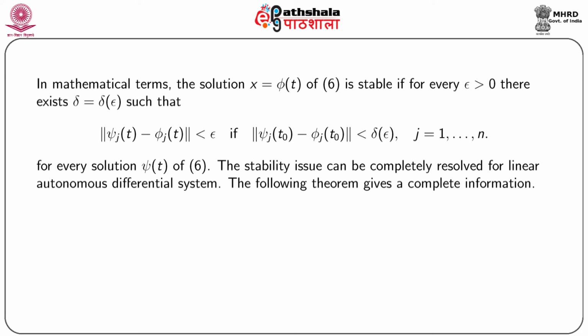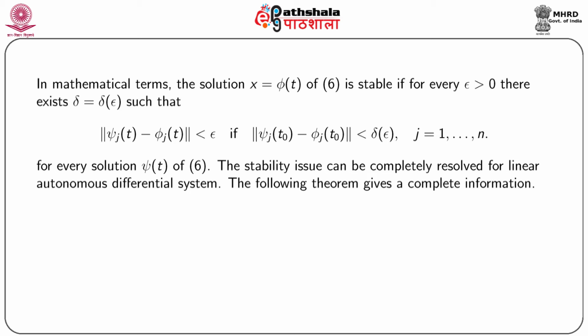In mathematical terms, the solution x equal to phi(t) of (6) is stable if for every epsilon positive there exists a delta, which depends on epsilon, such that the norm of psi_j(t) minus phi_j(t) is less than epsilon if the norm of phi_j(t0) minus psi_j(t0) is less than delta, which is a function of epsilon, j equal to 1 to n, for every solution psi(t) of (6).